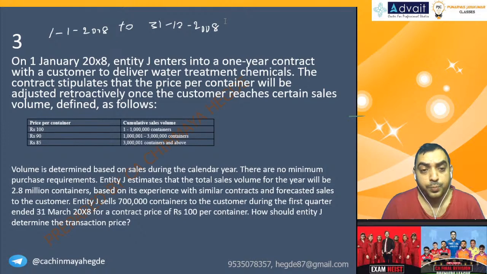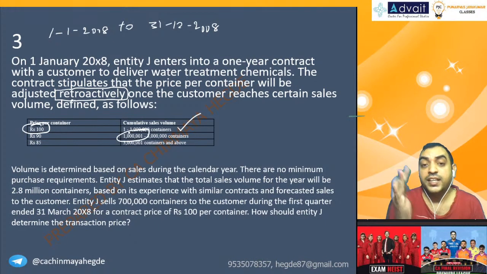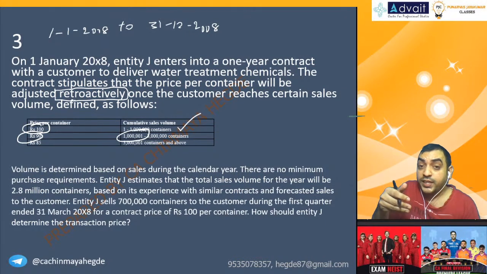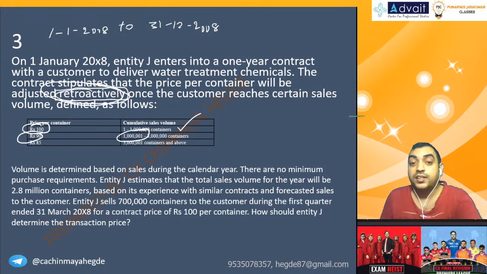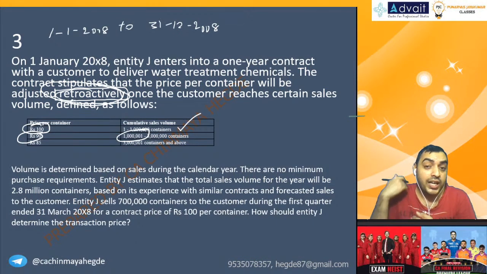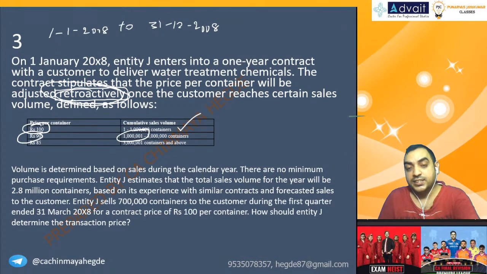The contract stipulates that the price per container will be adjusted retrospectively once the customer reaches a certain sales volume, defined as follows. Oh, interesting word, adjustment retrospectively. What do you mean by retrospectively? If you purchase 1 to 1 million, your purchase price is 100 rupees. If you purchase more than 1 million, let's say 2 million, then your price will be 90 rupees. For what units? Not only for the units exceeding 1 million, but also for the first 1 million. Retrospective adjustment: the price for the current product as well as previous products, the price at which it is already sold, will be retrospectively adjusted.